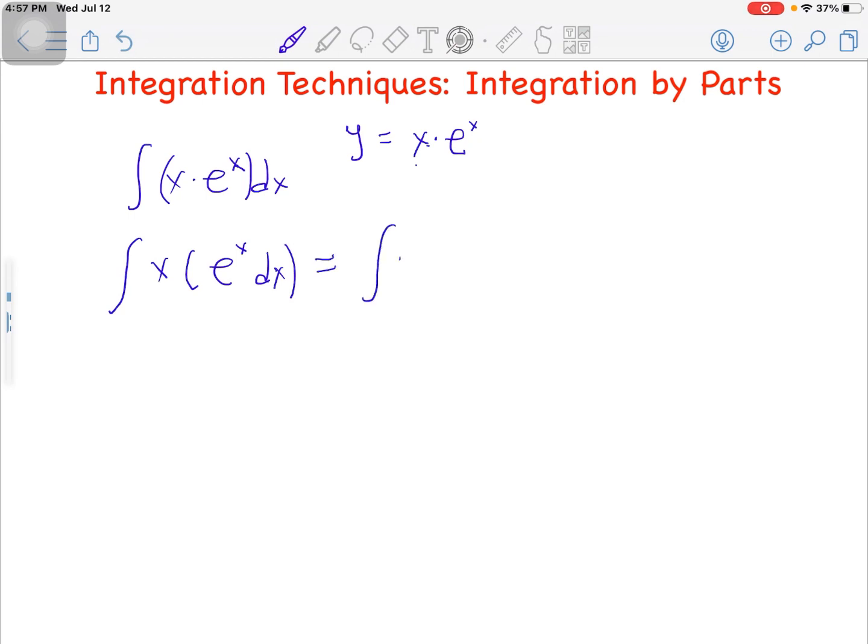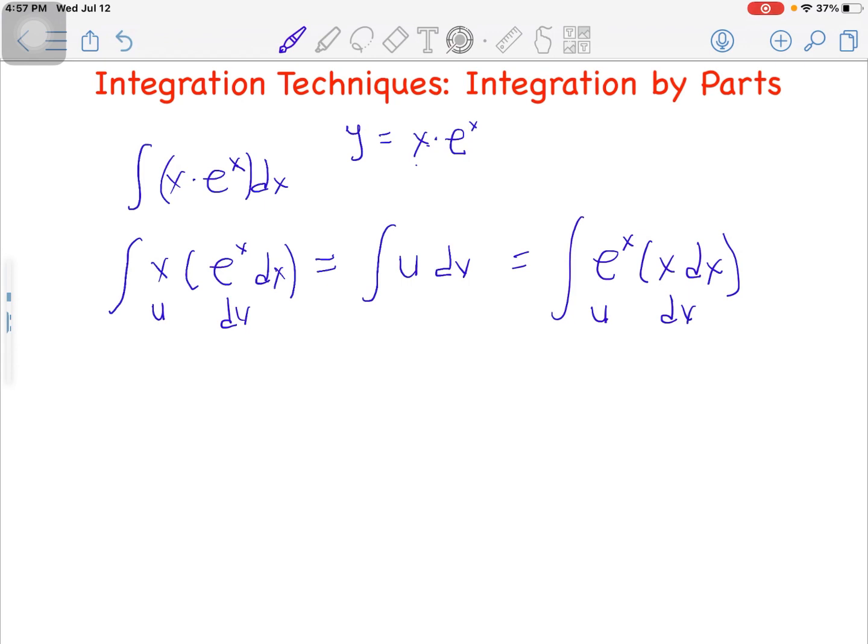Which is equal to integral of u dv. So in this case, our u is x and our dv is what? Exponent x. That is if I am choosing exponent x to be my dv. But if you choose that your exponent x should be here and then your x should be the x over here, it means that your u is going to be this and your dv is going to be this.